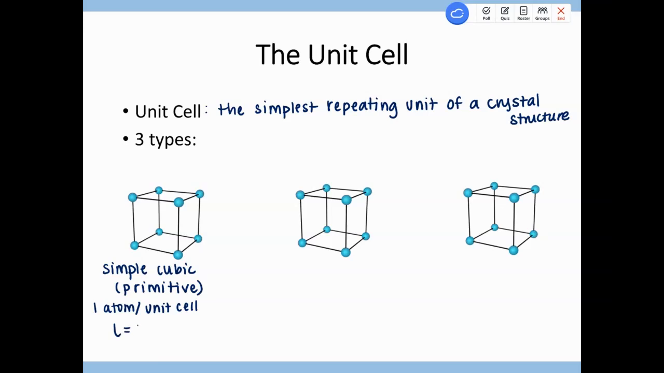So we'll write that here. Length equals 2r, where this is the length, and r is the atomic radius.